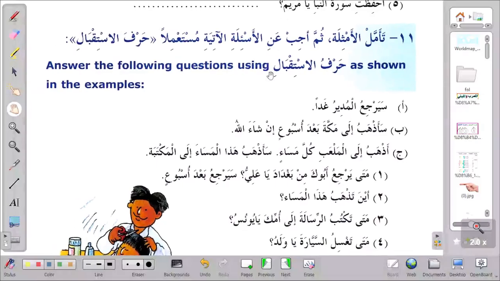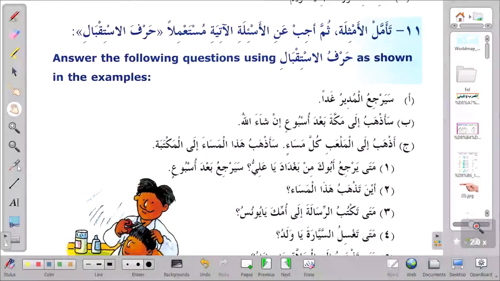So now let's continue from the 11th exercise. They say: read the examples, then answer the following questions using the particle of the future, harf al-istiqbal. Now, when we say harf al-istiqbal, I think we have to talk about it.